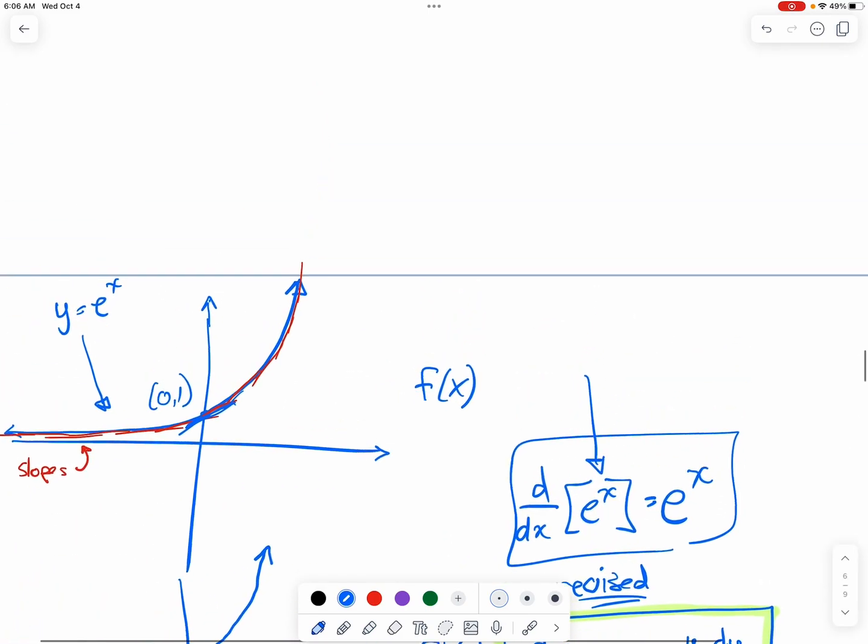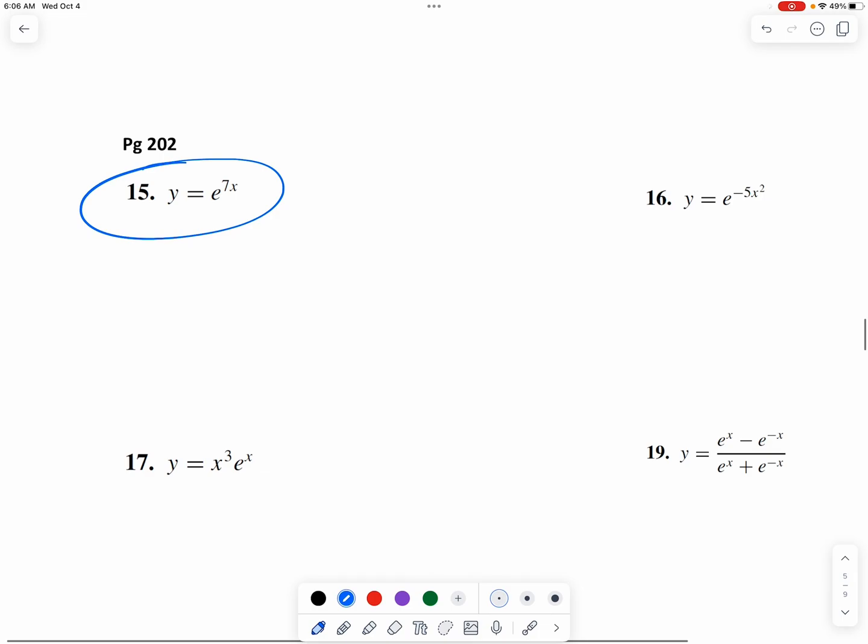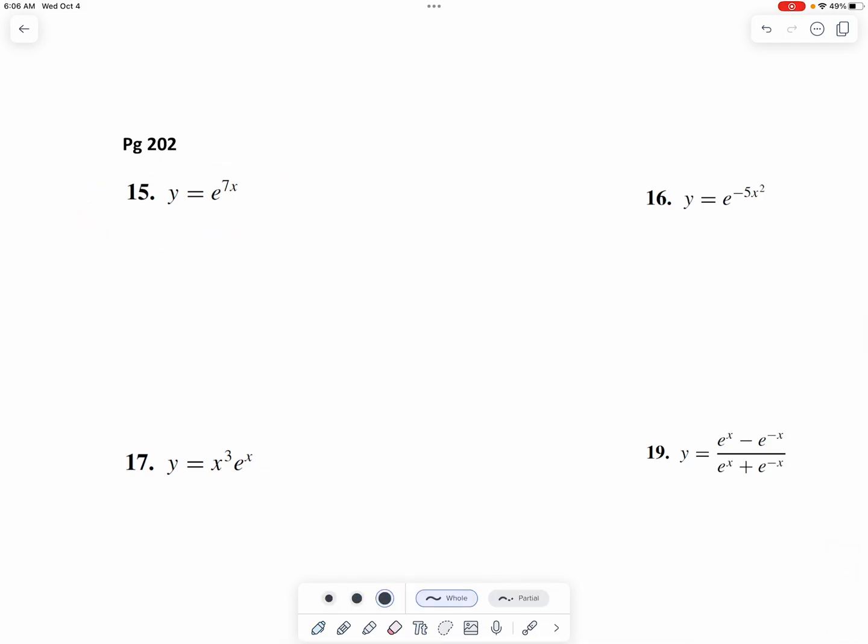So on these last problems, on this one that says page 202, number 15, this is e to the 7x. And we're going to take the derivative of that. I'm going to go back to basic pieces and say what is the inside function, what's the outside function. We are on the very inside. The first thing you do with x is you multiply it by 7. So that's inside, which is like a 7x. And then the outside function is e to the x, or e to the u, we'll call it.